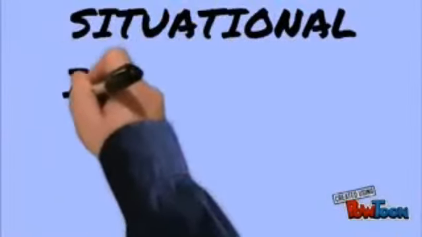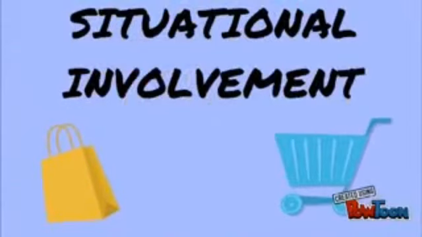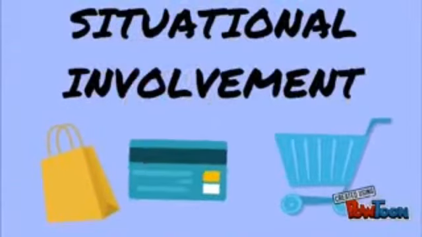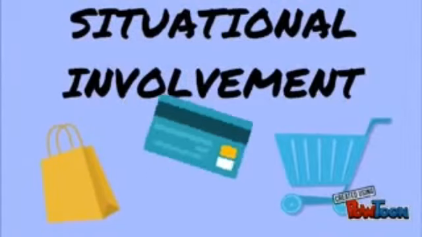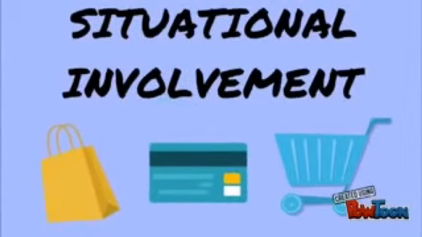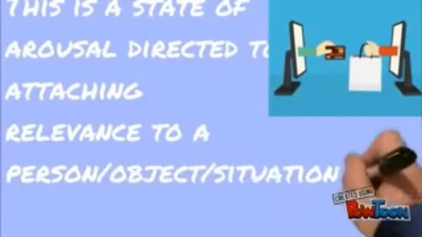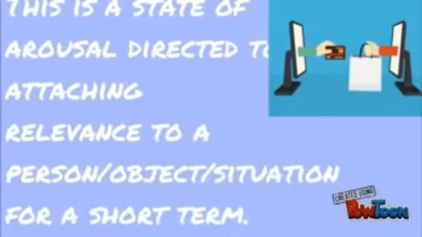Next is situational involvement. Situational involvement often comes about when consumers are shopping for something with relatively low involvement but a relatively high price. This is the state of arousal directed towards attaching relevance to a person, object, or situation for a short term. It also represents the temporary involvement associated with some imminent purchase situation.